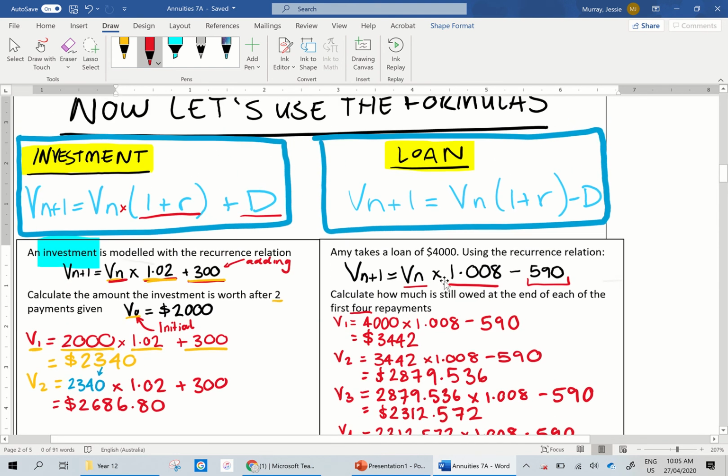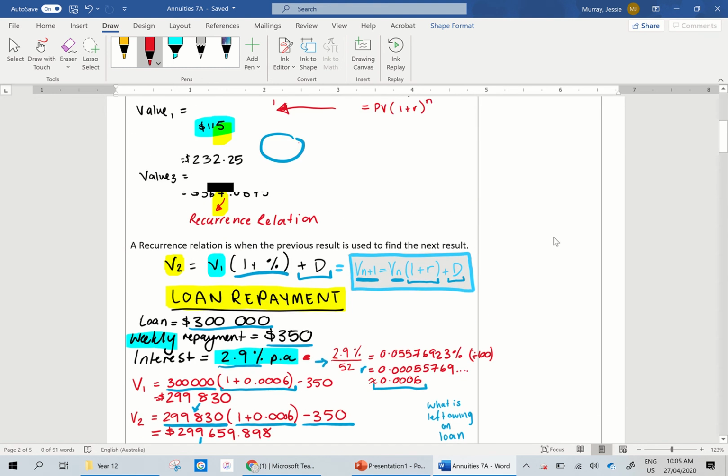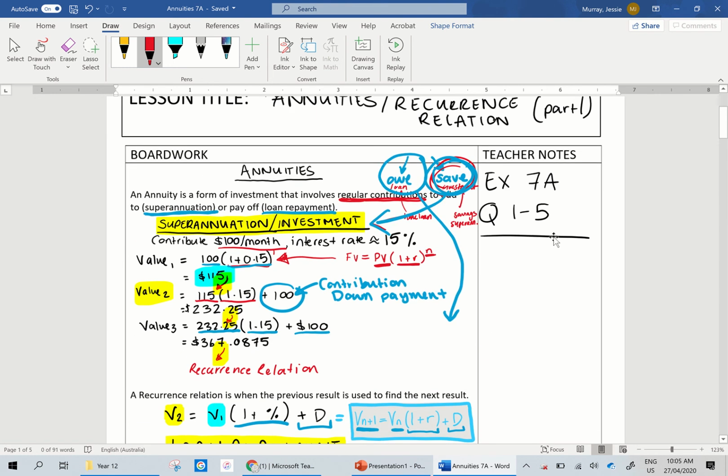Okay, so that is the first lesson on the topic. It is a lot to take in, I know. And if you're not understanding it completely, that's okay. That's why I'm breaking down exercise 7A. So I want you to have a go at just questions 1 to 5 today. And it's literally just doing what we've just done 5 times to practice.